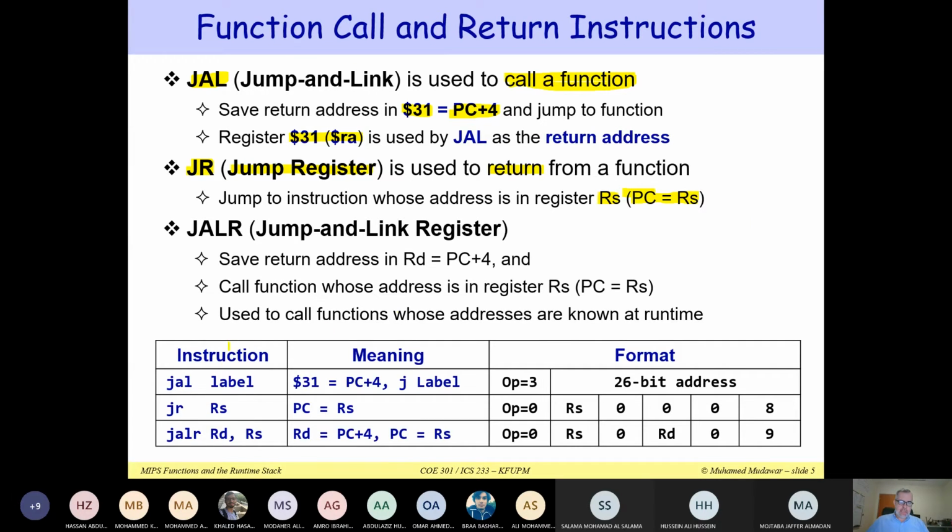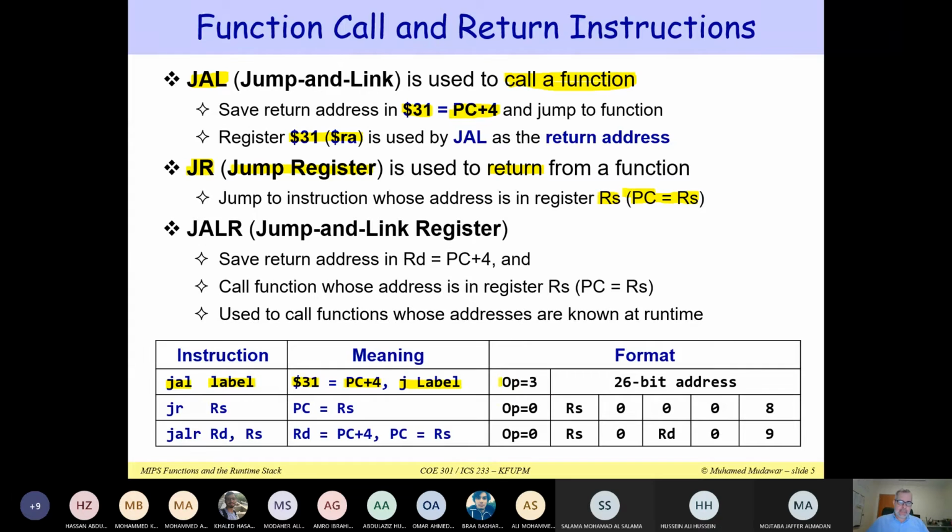These are shown in the table below. You can write it like this: jump and link, and you write a label. What it does is save PC plus 4. PC plus 4 will contain the address of the next instruction, because PC itself contains the address of the jump and link instruction. So PC plus 4 will be the address of the next instruction appearing after jump and link, and this address will be saved in register 31. And at the same time, it jumps to the label.